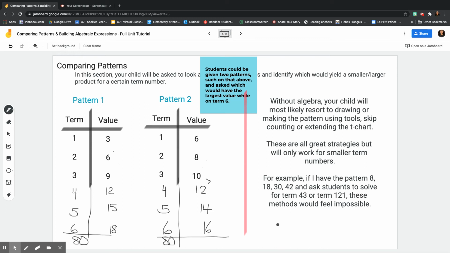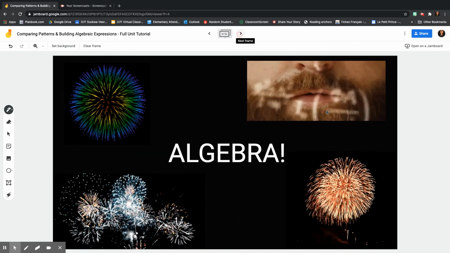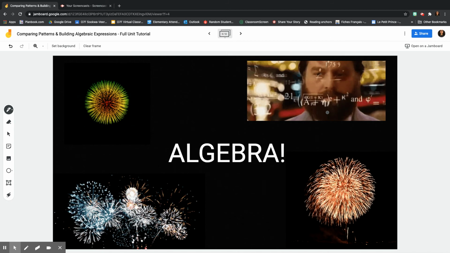So the reason that we introduce algebra, or how we justify introducing algebra, is saying, what if we have large terms? What if you're working 43 hours? So that's your 40-hour work week and 3 hours of overtime. How much are you being paid? And then what if it's 121 hours? I don't know why you would want to calculate that, but why not? If that was the case, you're not going to sit there all day and go 3, 6, 9, 12, 15 and keep going. No, that'll take you forever. So that's when we introduce the kids to this wonderful concept of algebra.